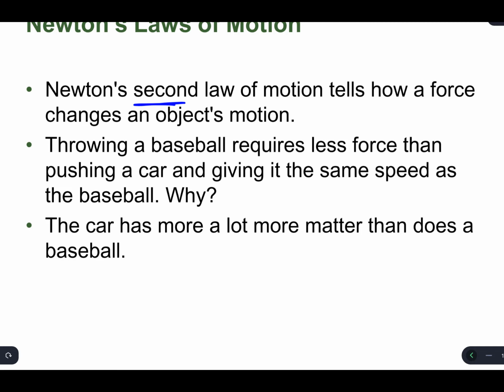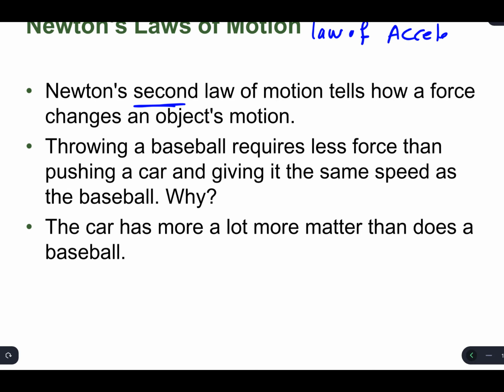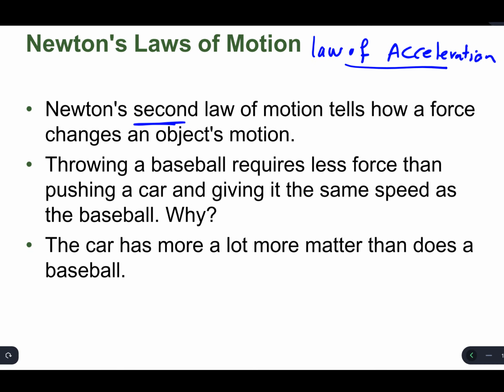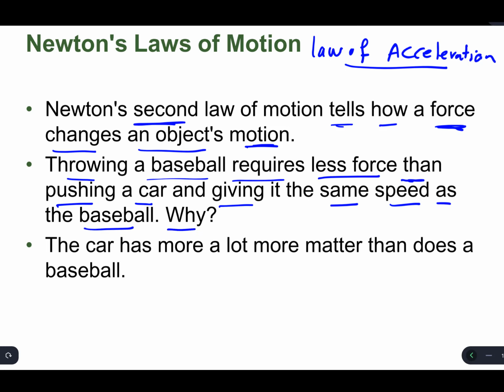Let's go directly to Newton's second law, or what we call the law of inertia. Sorry, the law of acceleration. The first law we call the law of inertia. The second law we call the law of acceleration. Newton's second law of motion tells how a force changes an object's motion. Throwing a baseball requires less force than pushing a car and giving it the same speed as the baseball. Why? What is your opinion? The baseball has less mass than the car.